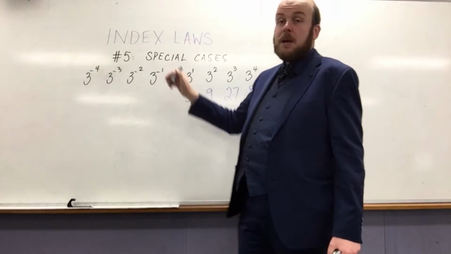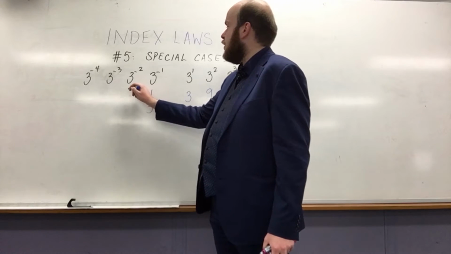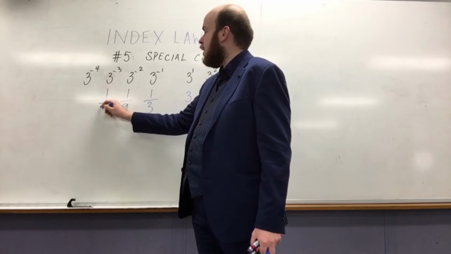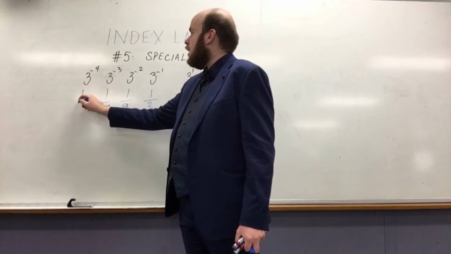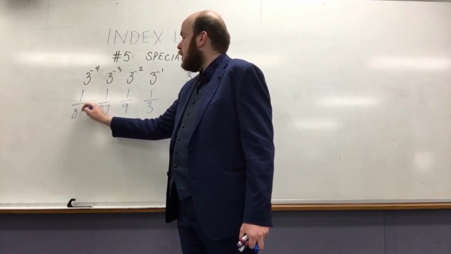So the negative power, remember, is the fraction. So this will be 1/3, this will be 1 over 3 squared, which is 9, this will be 1 over 3 to the power of 3, which is 27. And this is also 1 over 3 to the power of 4, which would be 81.